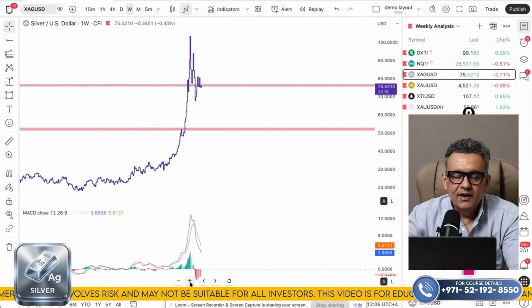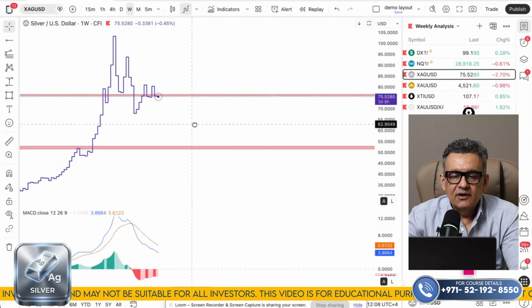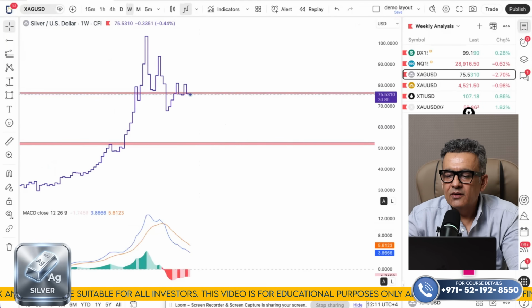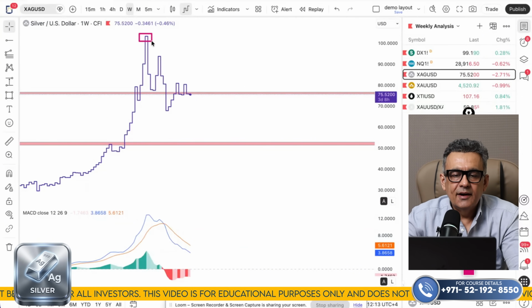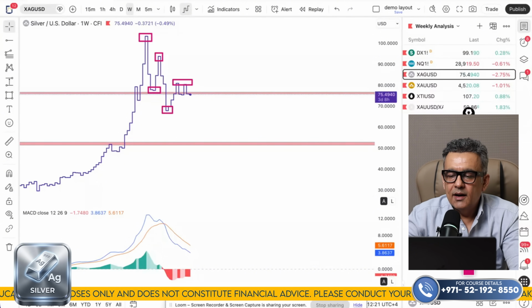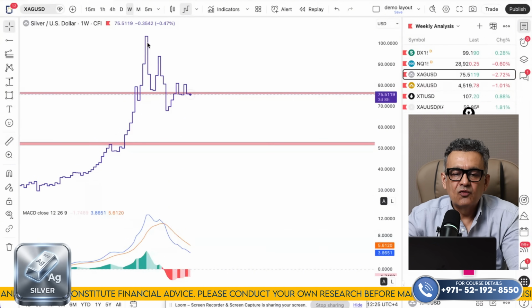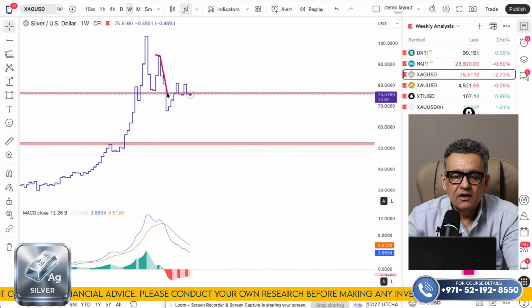Now on the weekly frame, I need to explain the structure here. It is creating a sequence of lower highs. So it has created a high, a lower high, and again a lower high in conjunction with lower lows here. Now I'm going to apply retracement only on the last downward leg. So this is the last downward leg.